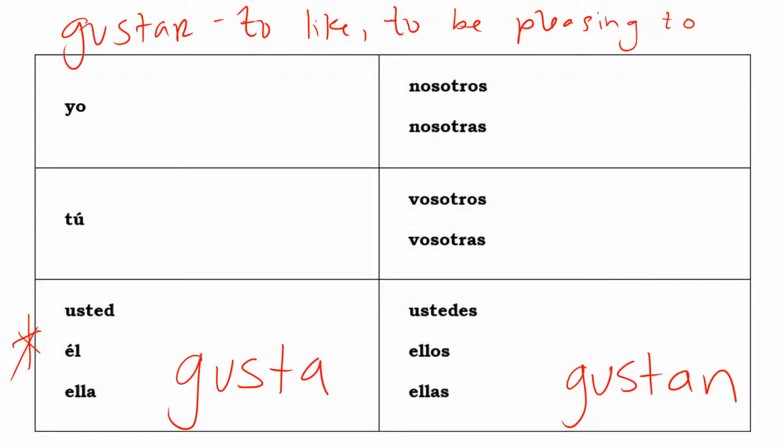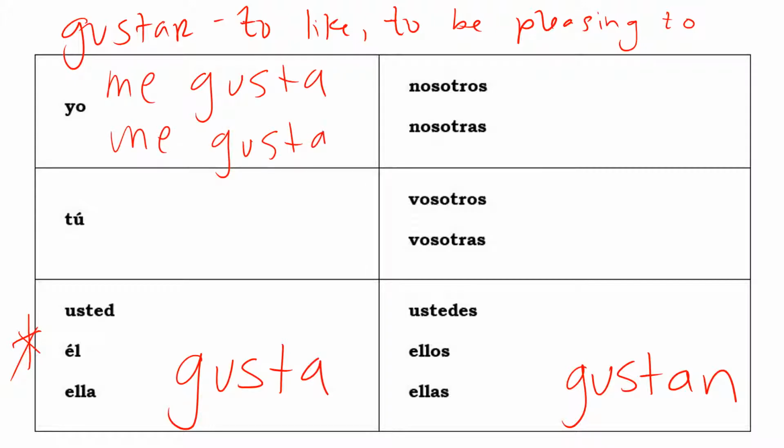Now here's where it gets a little bit different. For the yo form, what we would usually call the yo form, we're going to match our indirect object pronoun with our form of gustar. So that looks like this. We will use either me gusta or me gustan. So if I want to say that I like one thing, me gusta el libro. I like the book. The book is pleasing to me.